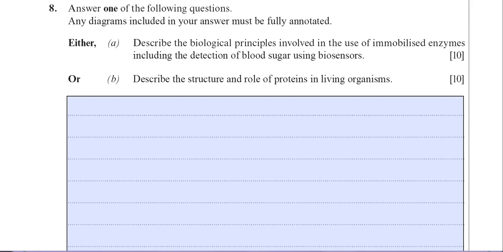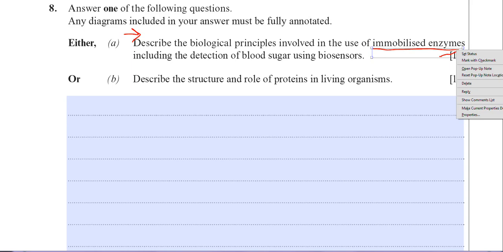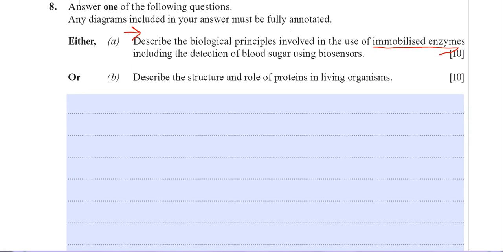This is the January 2012 paper. It's the BY1 paper, and we're looking at question number 8, which is the essay question. We're going to look in this video at the part A question, which is about enzymes, and in particular it's about the use of immobilized enzymes. It's a 10 marker as normal with these essay questions.